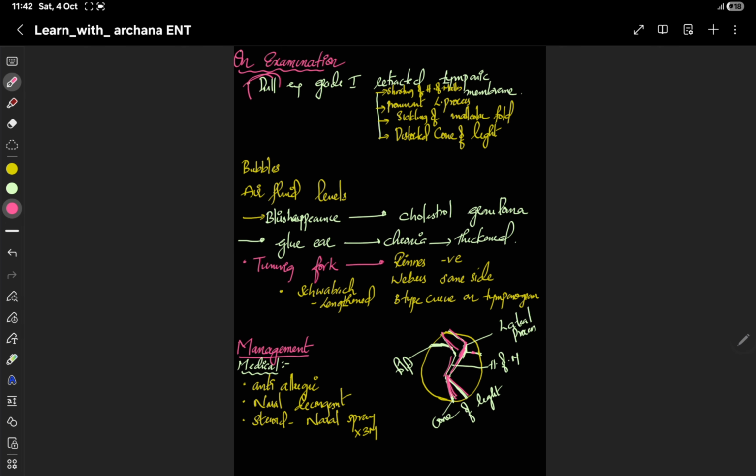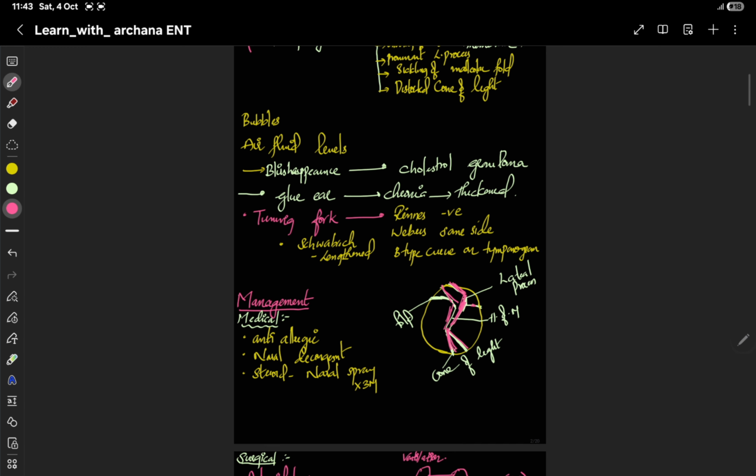The things that can be seen: one is the retraction. Next, the cone of light will be distorted. Okay, the folds will have a sickling shape. There will be prominence of the lateral process. There will be shortening of the handle of the malleus. Okay, these are the things that can be seen.